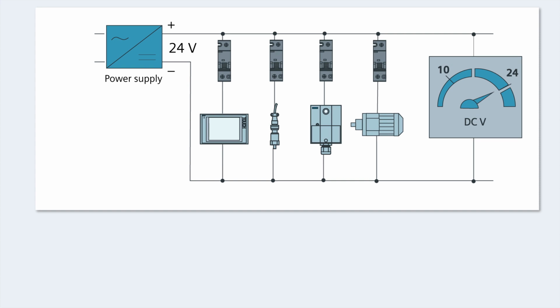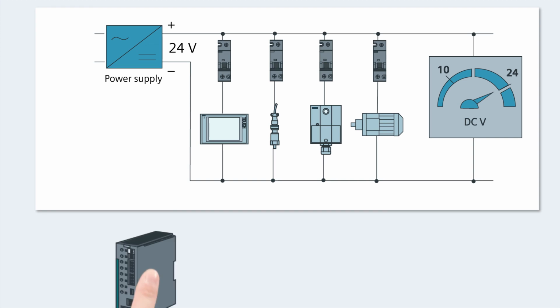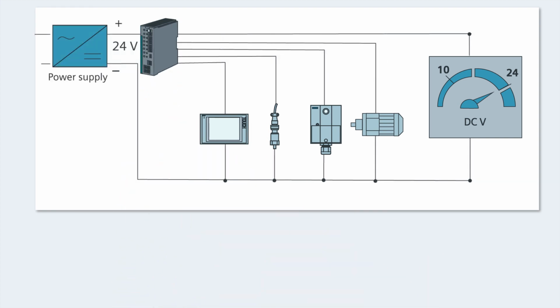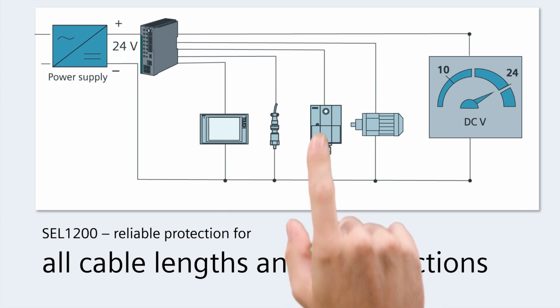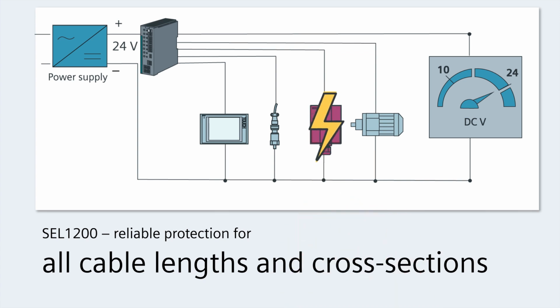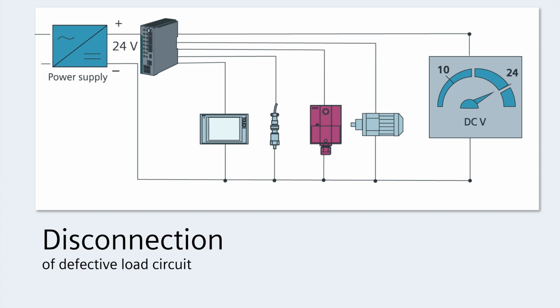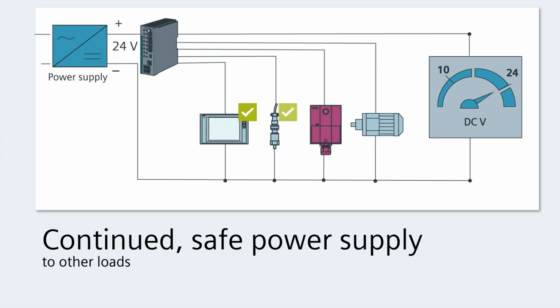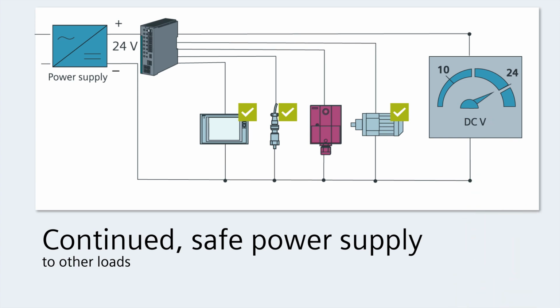Whereas traditional miniature circuit breakers have to be specially adapted to each load circuit, it's not necessary with the SITOP selectivity modules, because they safely and reliably protect the connected loads, regardless of cable length or cross-section. In the event of a short circuit, the benefits are clear. The SEL1200 immediately detects the short circuit and disconnects the defective load circuit. Power continues to flow to the other loads without a voltage dip. This prevents a total plant shutdown.